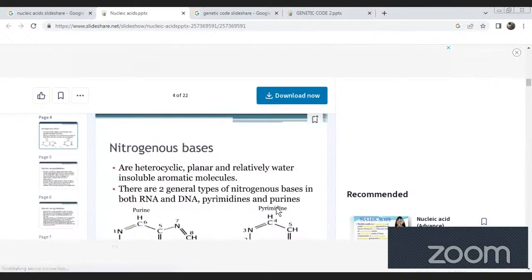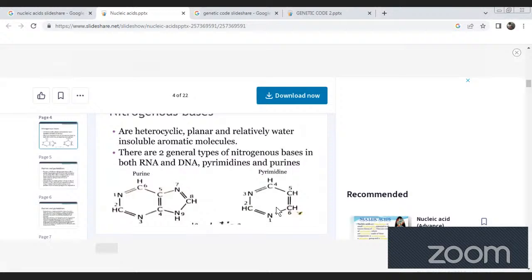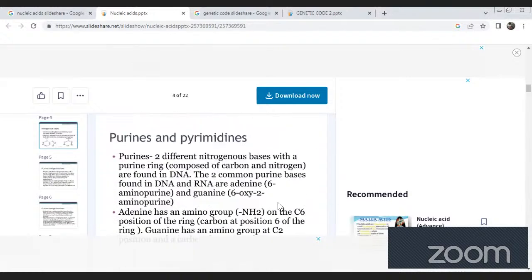Okay, nitrogen bases. Nitrogen bases are heterocyclic, planar, relatively water-insoluble aromatic molecules. There are two general types of nitrogen bases in both RNA and DNA: pyrimidines and purines.